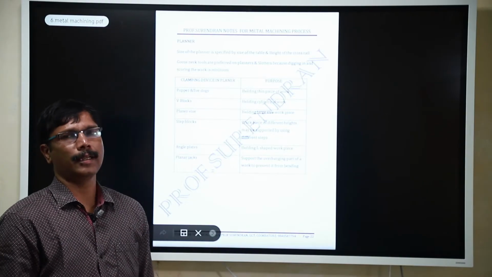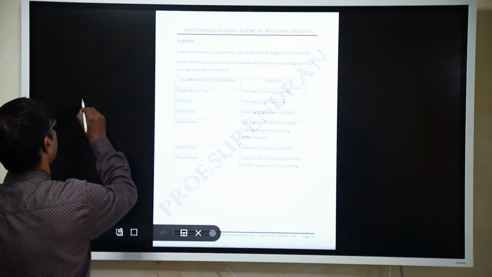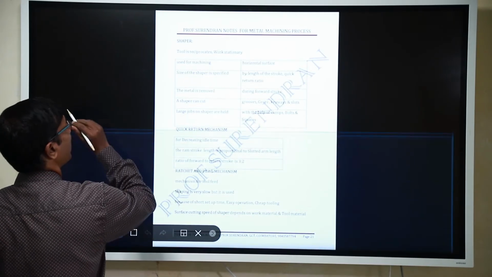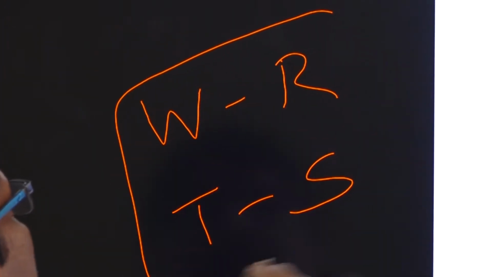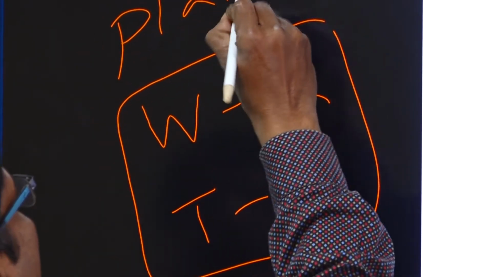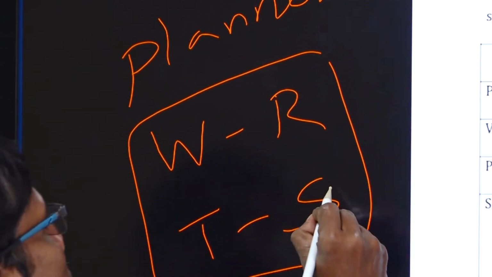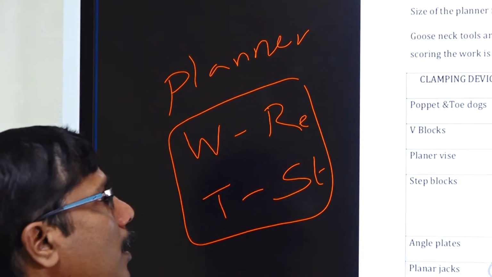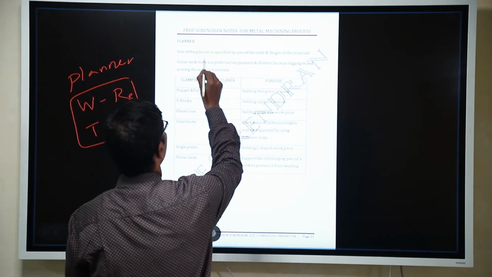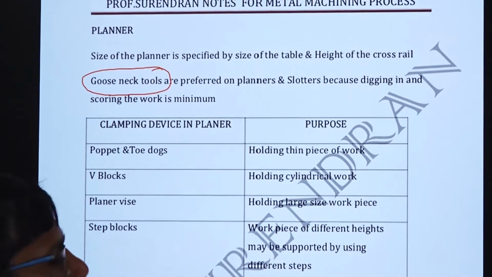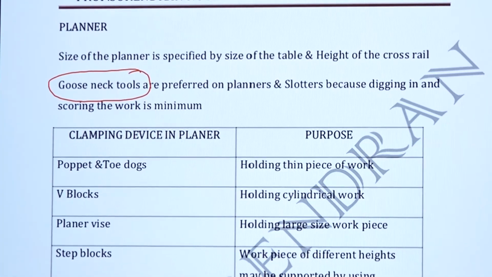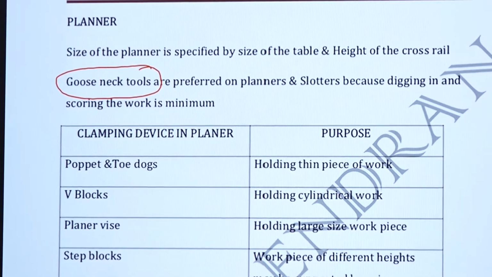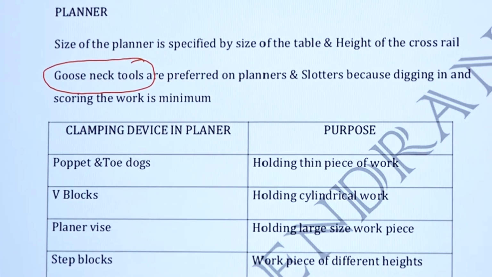Next is the planer. In the planer, the work table reciprocates and the tool is stationary. Here the gooseneck tools are preferred on planers and slotters. Why are gooseneck tools preferred? Because digging in and scoring of the work is minimum.